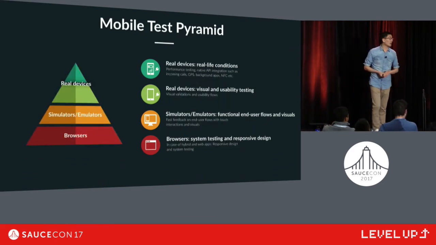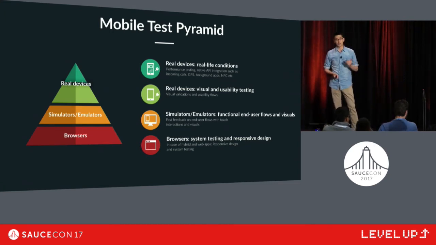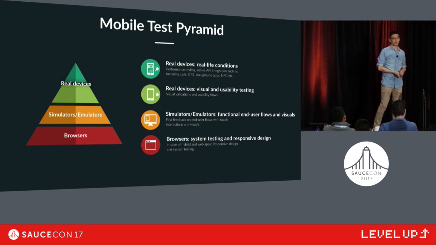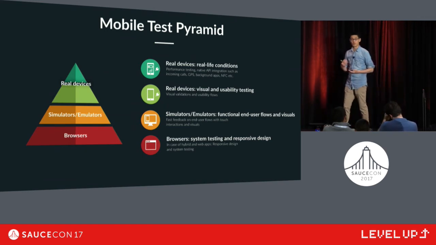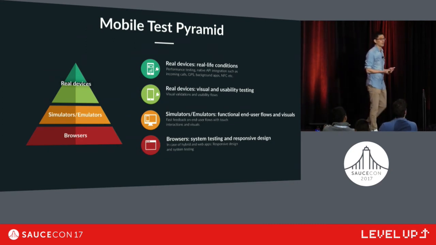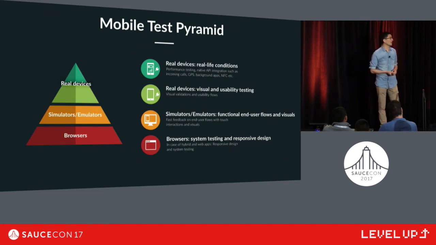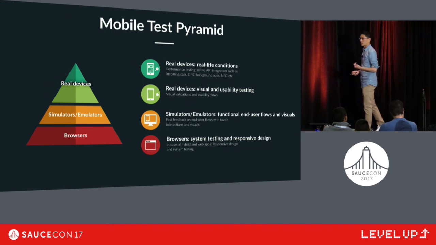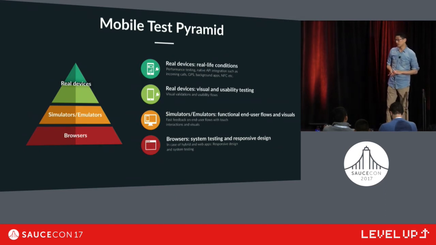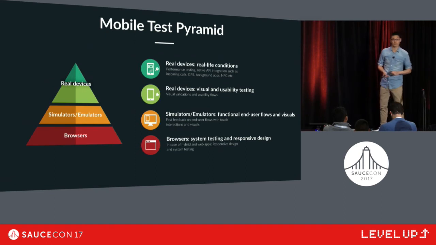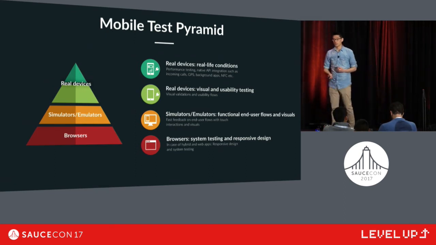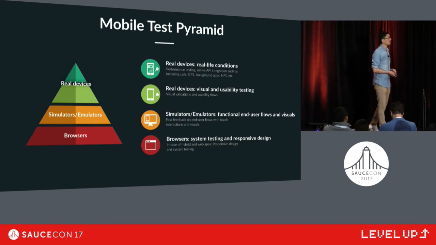So, mobile test pyramids. The lowest layer, that's the browsers for mobile testing, so mobile simulation. Extensive system testing and responsive design. So this is only for hybrid apps and mobile web applications. The mobile simulators, emulators: the functional end user flows, click paths throughout your application, focus on visuals. You cannot do everything here on Android. So that brings us to the other layer on real devices, the leftovers of visuals, and one of the key points, usability testing there. The real devices, the top layer: real life conditions, performance testing, 3G, 2G, 4G, NFC touch, GPS, stuff like that you can focus on there.